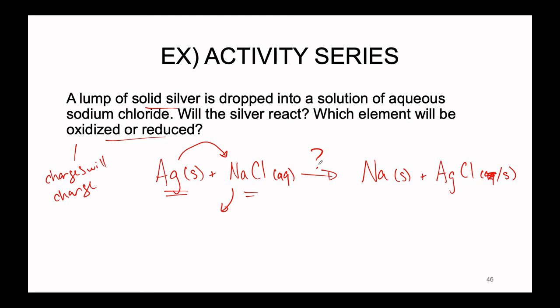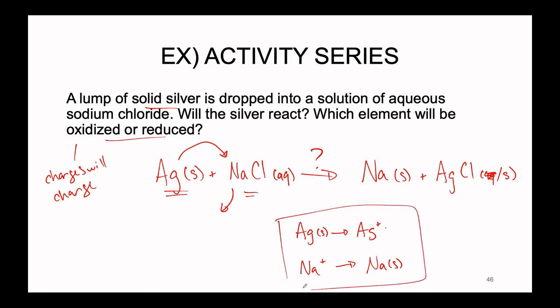Now, in this hypothetical reaction, we are seeing silver solid turn into silver with a plus charge, and we are also seeing sodium with a plus charge turn into sodium solid, right? We're just observing the two ionic species here. So these are going to be the half reactions, or the portions of the overall chemical reaction that we're going to try and find on the activity series.